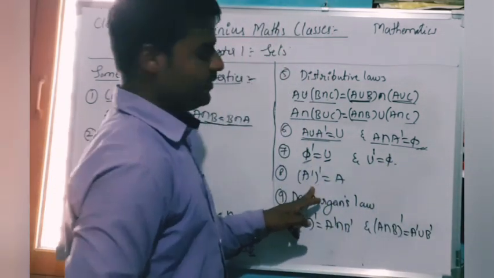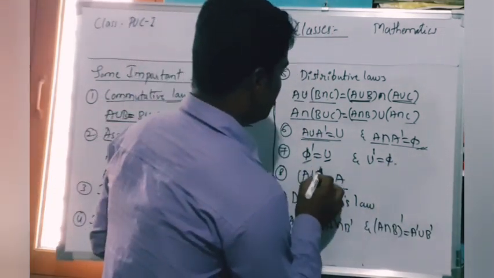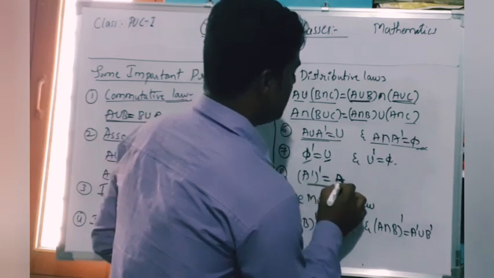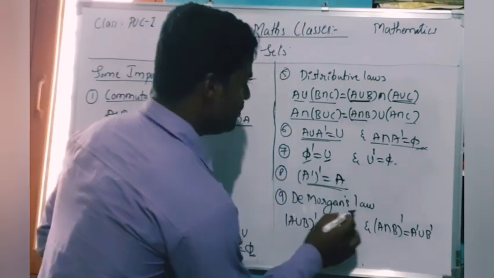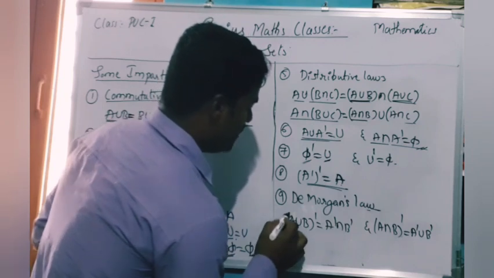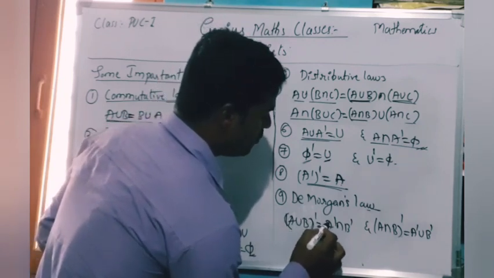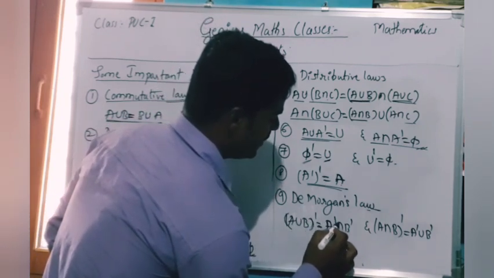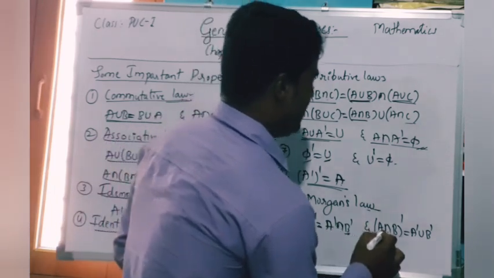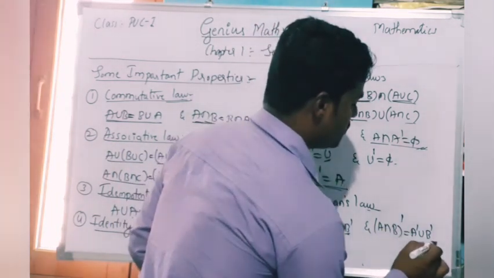And the double complement. This is the double complement. The complement of the complement gives you again the original set A. And De Morgan's law, very important. De Morgan's law: (A union B) whole dash is equal to A dash intersection B dash, and (A intersection B) whole dash is equal to A dash union B dash.